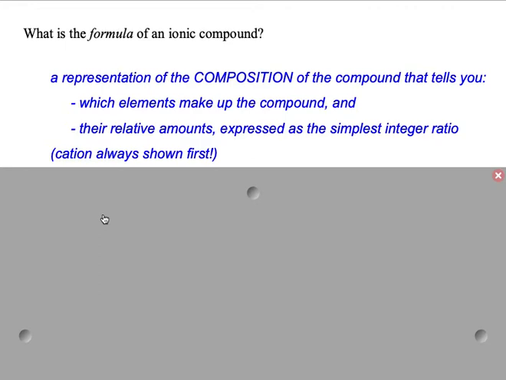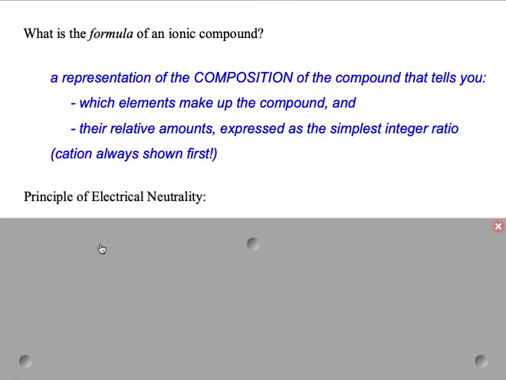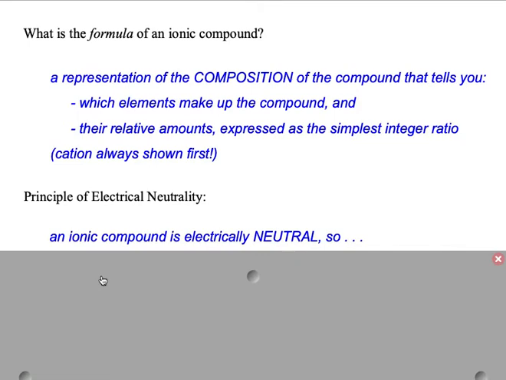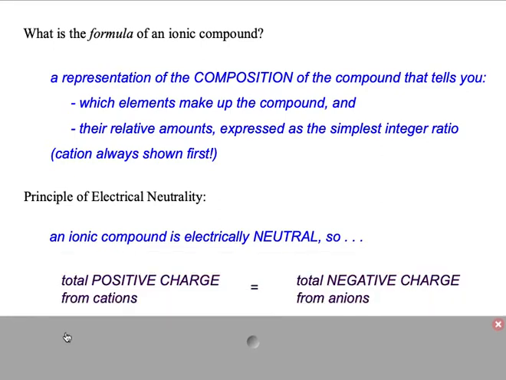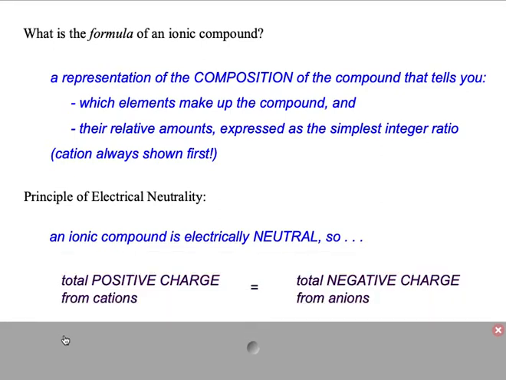So the question is, how are we going to determine the relative number of cations and anions in the ionic compound? Well, that's going to depend upon something very important, which is called the principle of electrical neutrality. An ionic compound is overall electrically neutral. It has neither a positive nor negative charge, so that must mean that the positive and negative charges are exactly balanced. So specifically, the principle of electrical neutrality says that the total positive charge from all of the cations must be equal in magnitude to the total negative charge from all of the anions. That way, the charges balance and the compound is neutral overall.